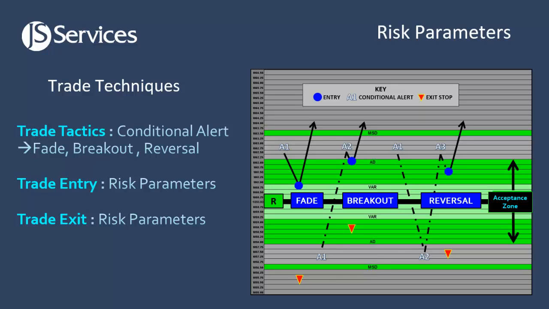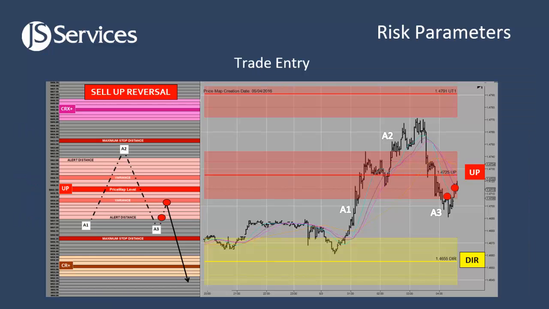Risk parameters can then be used to optimize entry order placement within the acceptance zone, as well as for exit stop placement. Here's a trade entry example for a sell upside pivot reversal. This diagram shows a textbook example of using conditional alerts to confirm that a reversal strategy is true. So we have an alert 1 below the alert distance, alert 2 above the alert distance, and alert 3 back below the alert distance of the upside pivot to confirm an exhaustive reversal. And then entry orders can be placed at the alert distance metric and at the variance metric, anticipating a reversal strategy to follow through.